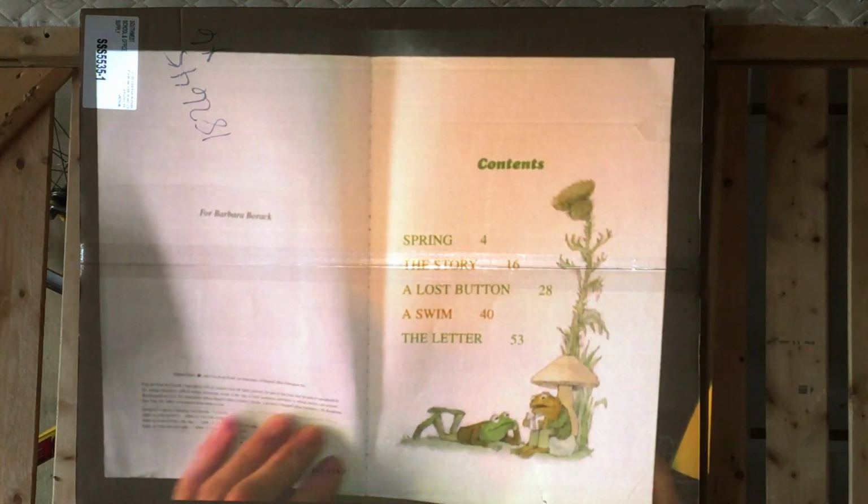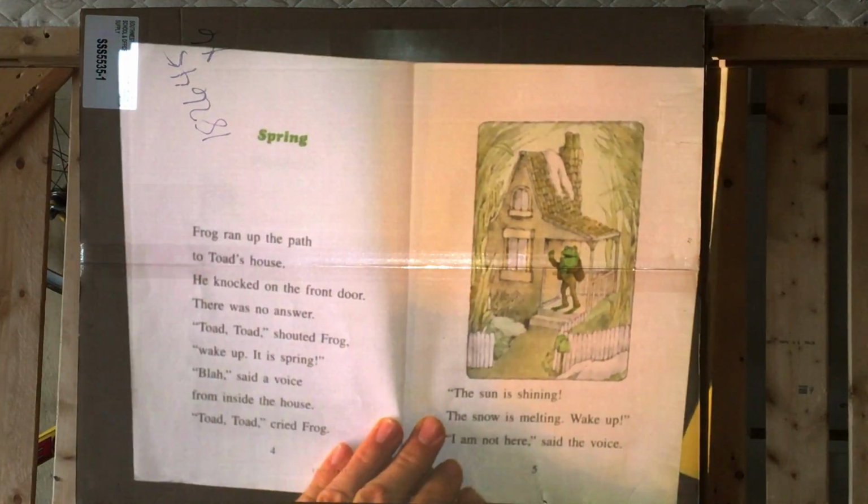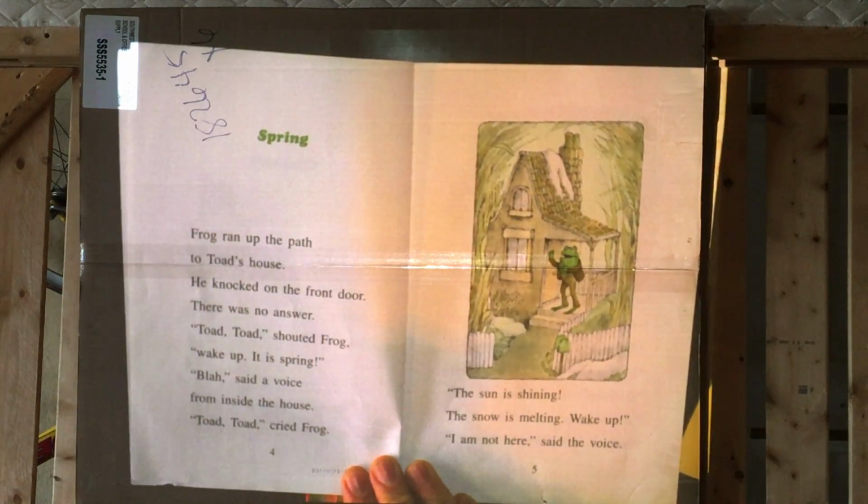So, here we go. I'm going to have a little look. Spring! Frog ran up the path to Toad's house. Oh, this is a setting. This is where it takes place. I can see that, and it's already said it's in Toad's house.